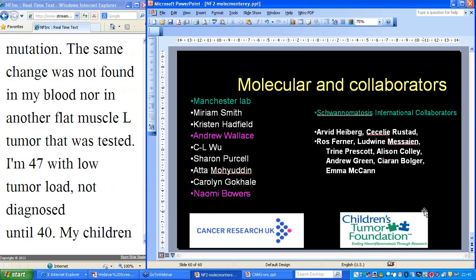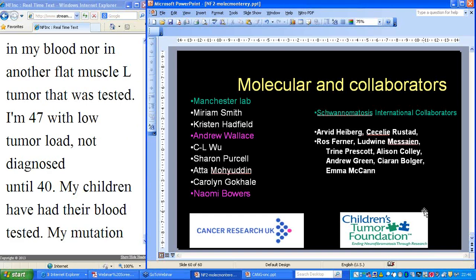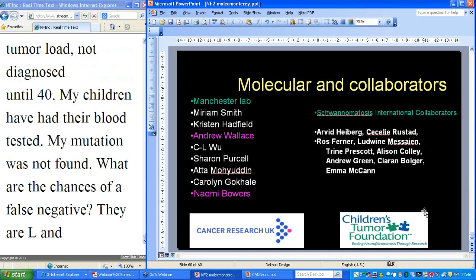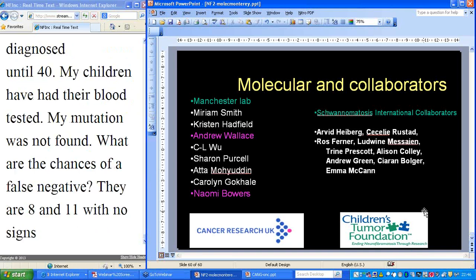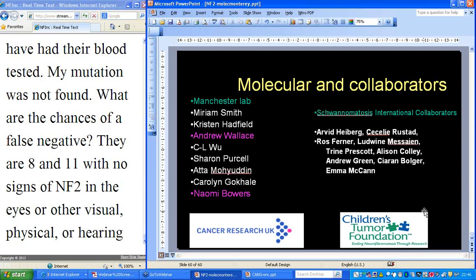My children have had their blood tested. My mutation was not found. What are the chances of a false negative? They are 8 and 11 with no signs of NF2 in the eyes or other visual, physical, or hearing tests. No scans have ever been done of their heads.